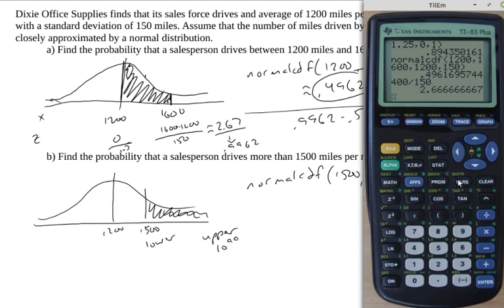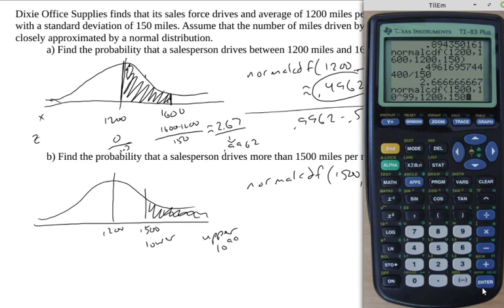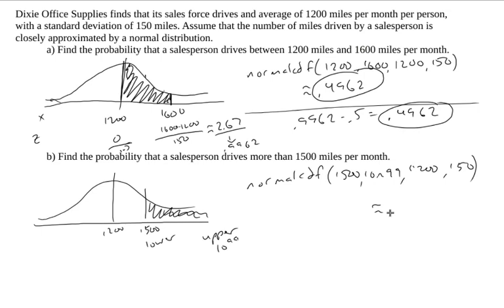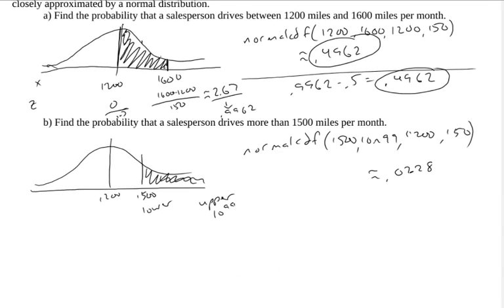So we'll do normal CDF, 1500, 10 to the 99th, 1200, and 150. It is important that I put those in the correct order. If you plugged these in in a different order, you would get a different number. So we get 0.0228. I'm rounding this to 4 decimal places because I'm also going to do this one with the chart, and I want these numbers to look the same.